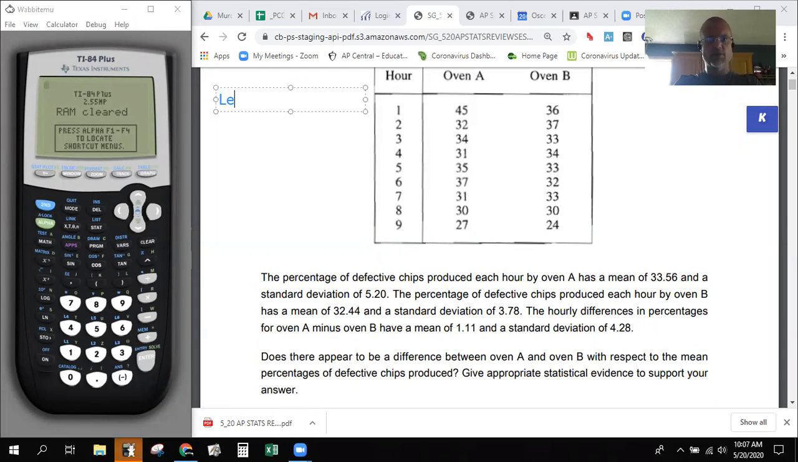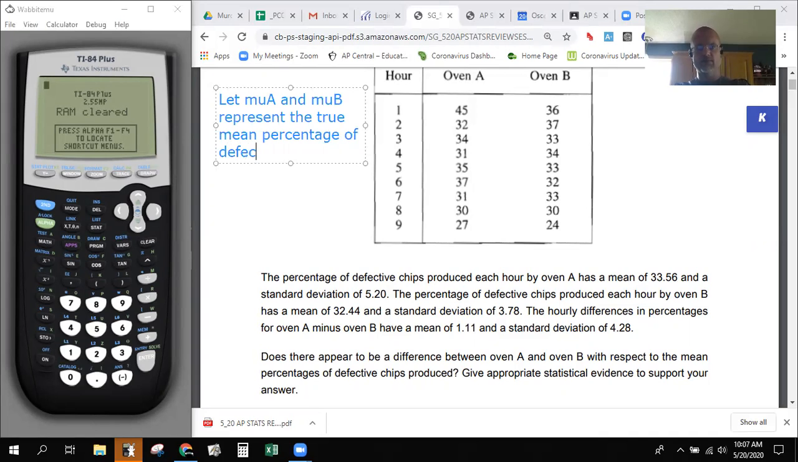The very first thing in PHANTOMS is we're going to say let mu_A and mu_B represent the true mean percentage of defective chips produced each hour by the corresponding oven, oven A and oven B. Okay, so that's what we're going to do first.